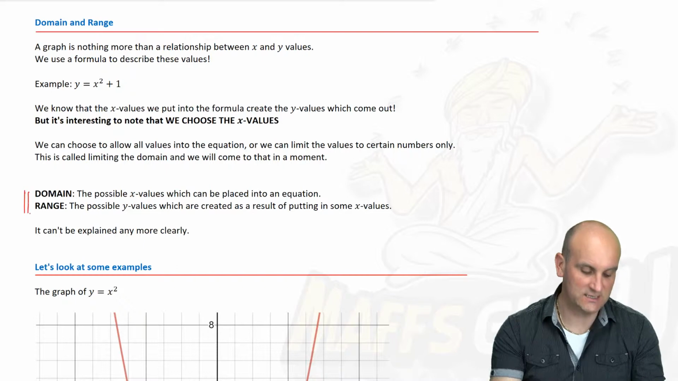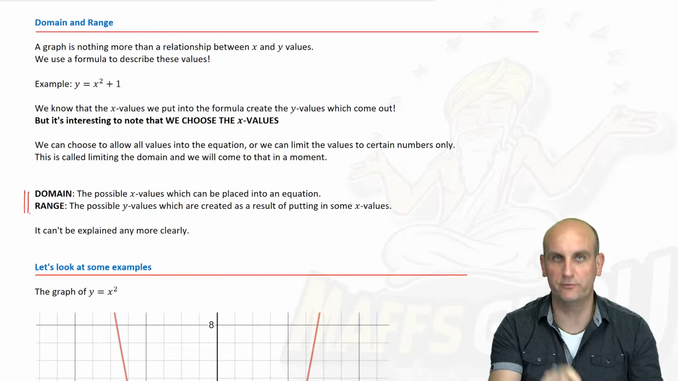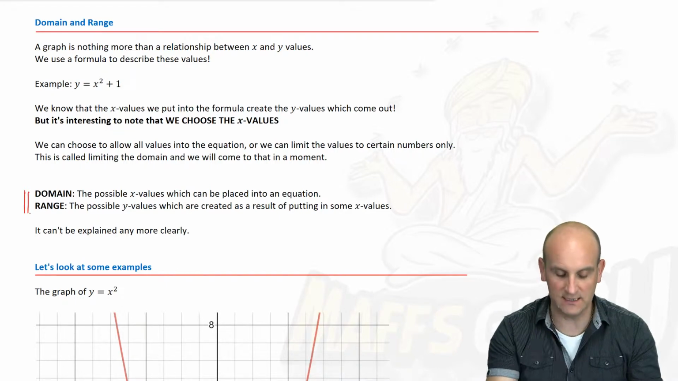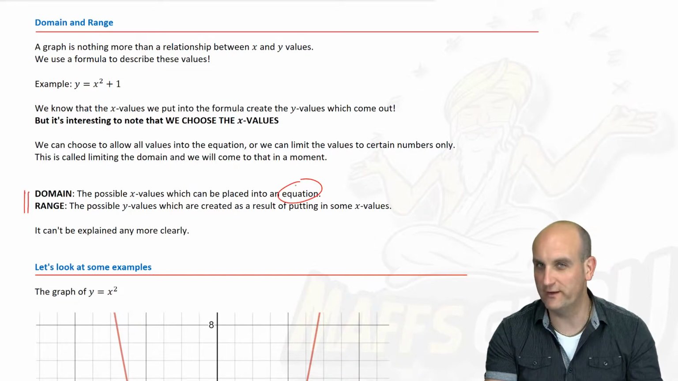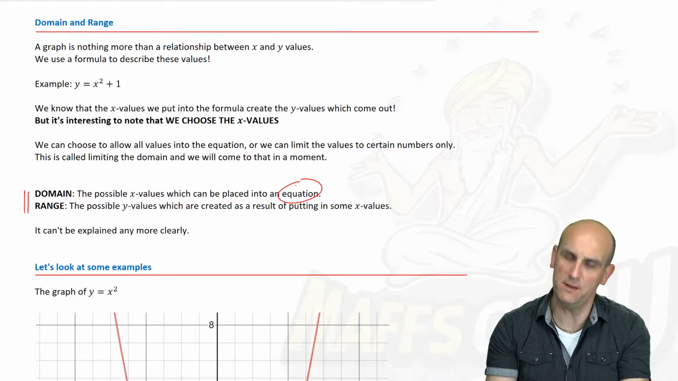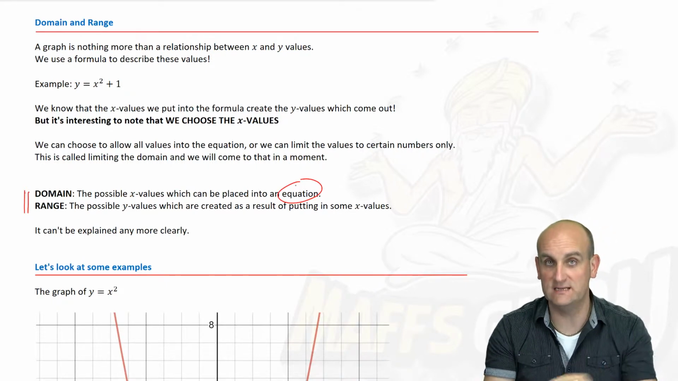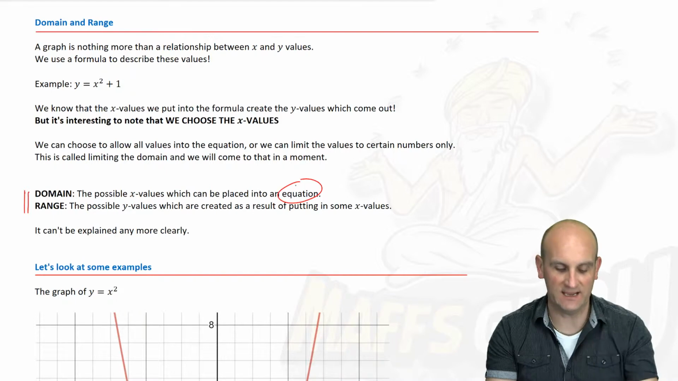I'm going to shortcut to this section here. Domain is basically X values which are possible to go into a relation. All right. Now, again, I'll say that again. Possible X values that can be placed into, I said an equation here, bearing in mind an equation and a relation are the same thing. You're going to say, well, can't all X values go in? Maybe, maybe not. And the range is the Y values that are created from the X values you put in. And that's really important. They are the Y values which are created from the X values you put in.